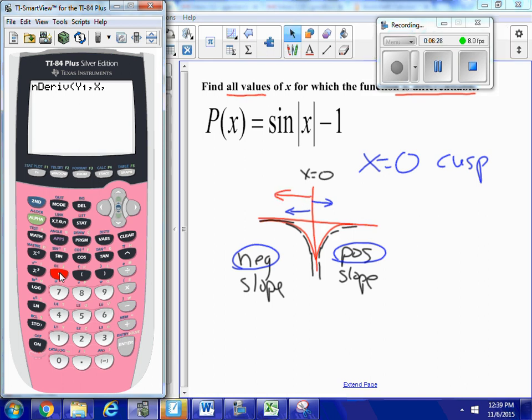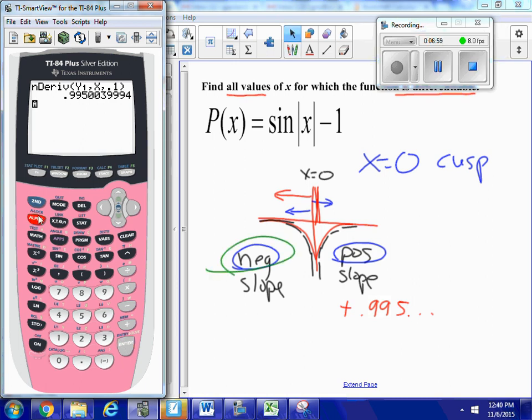So how about if I find it at something like x equals 0.1, and I close my parentheses, and I hit enter. Well, actually, I'm on the wrong side. I did it on this side right here, the positive side, and I get a positive slope of 0.995, blah, blah, blah. So very close to 1, which makes a lot of sense. Now let's look at it on the other side and see if I get a negative slope.